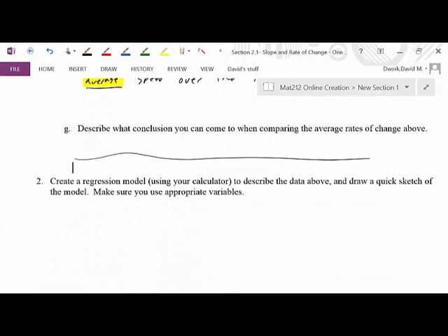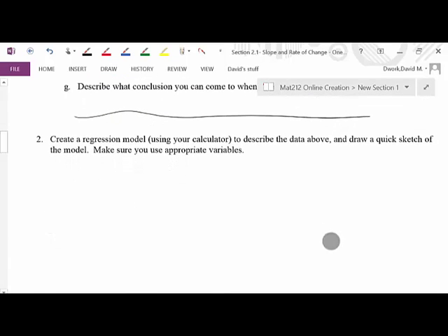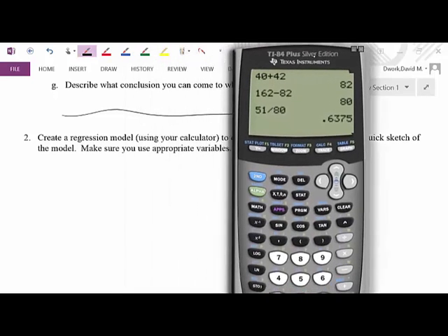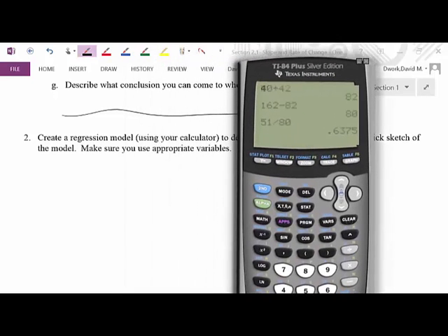Okay, so now let's talk about creating a regression model using your TI-83 or 84 calculator to describe the data above, and then draw a quick sketch of that model. So let's get out our calculators. Okay, so I hope this resolution is going to work for us. I think I got all the keys on the screen.